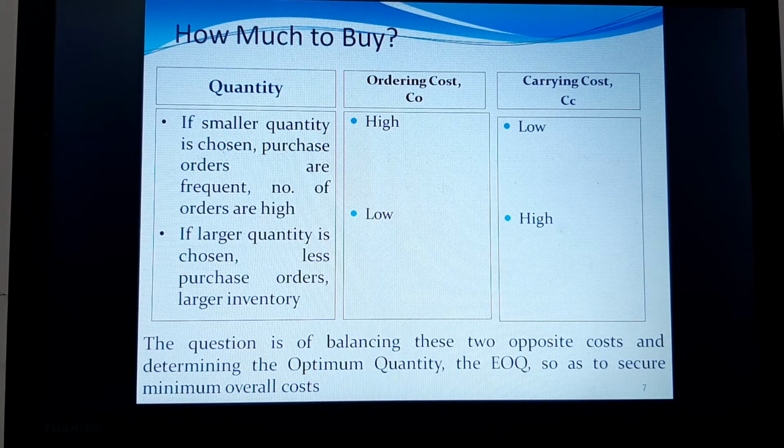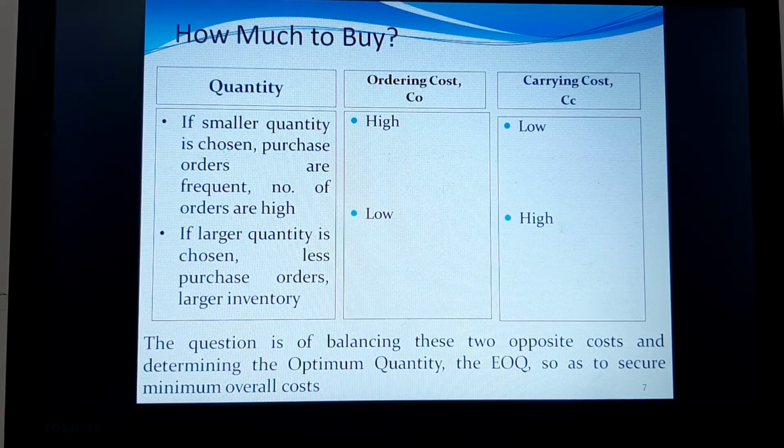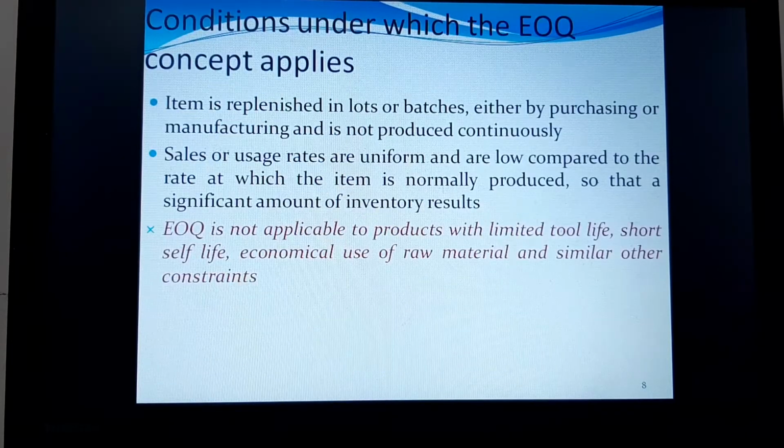Now here, the question is of balancing these two opposite costs. When one thing is high, the other one would be low. When the other one is high, this would be low. So in this case, you have to balance these two opposite costs and determine the optimum quantity that you require. This is nothing but the basics of your economic order quantity. You have to balance the situation, as well as have only a minimum overall cost. That is the basics of your economic order quantity.